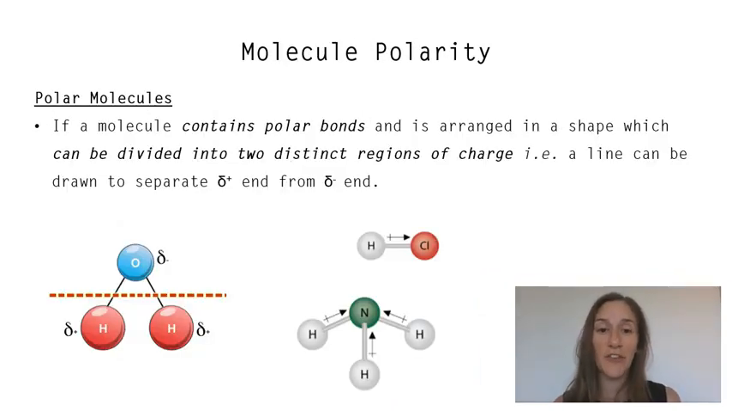The other type of polarity you can have is molecule polarity. Now this is the polarity of the overall molecule, not just an individual bond. Again, there are two types, polar and nonpolar. So a molecule is polar if it contains polar bonds and it is arranged in a shape which can be divided into two distinct regions of charge. Now you can easily do this if you can draw a line through the molecule where you can separate the partial negative charge from the partial positive charge. So these molecules shown here are all polar molecules.